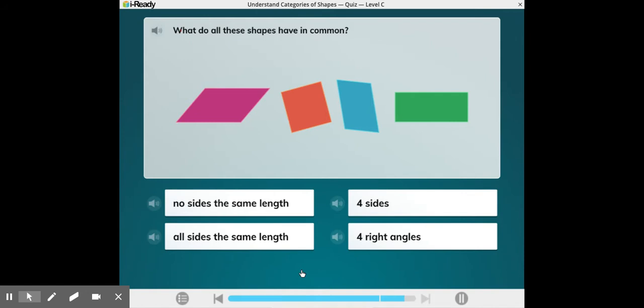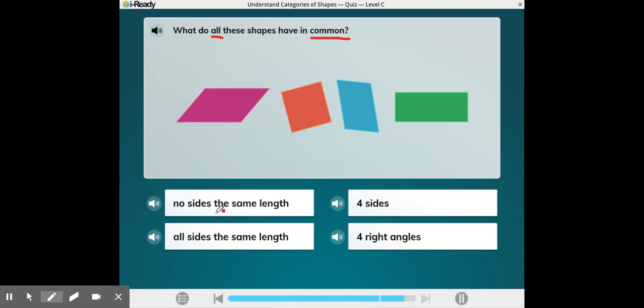What do all these shapes have in common? All right, we're looking at all the shapes. We can't just look at 1 or 2. We have to look at all of them, and we're looking for what they have in common. That means what's the same in all of them or true about all of them. So let's take a look.